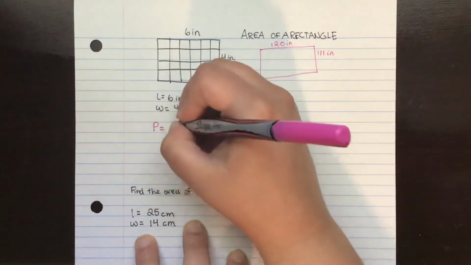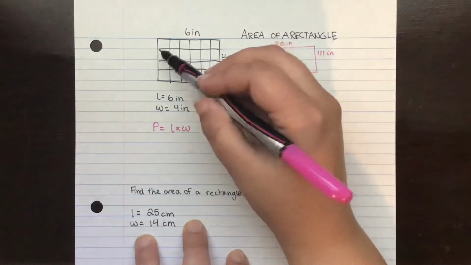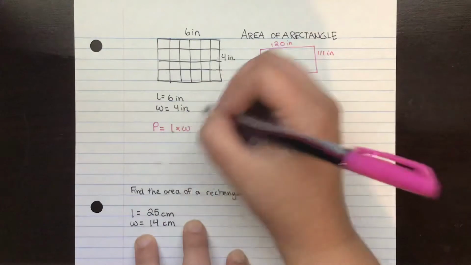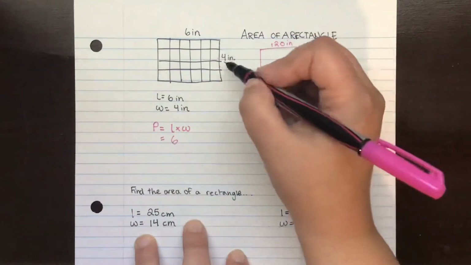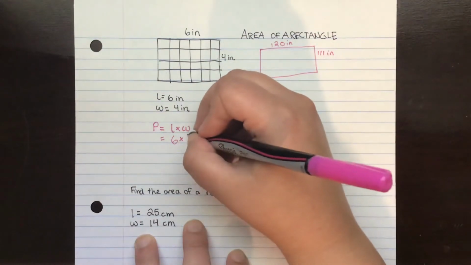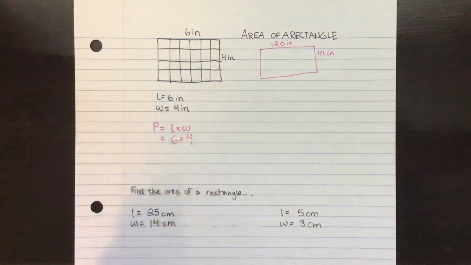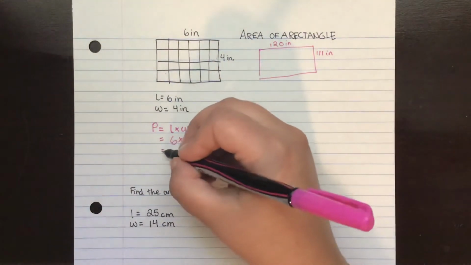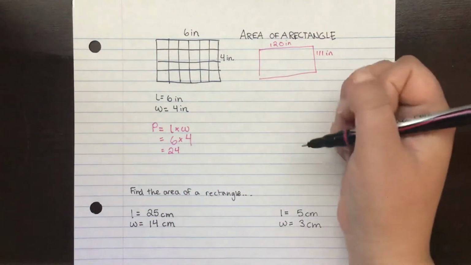Perimeter equals length times the width. So the length, the long side in this rectangle is 6. So wherever I see an L, I'm going to put a 6. And the width is 4, so wherever I see a W, I'm going to put a 4. So really, I'm just multiplying my two sides together. 6 times 4 gives me 24, so I know that the answer is 24.